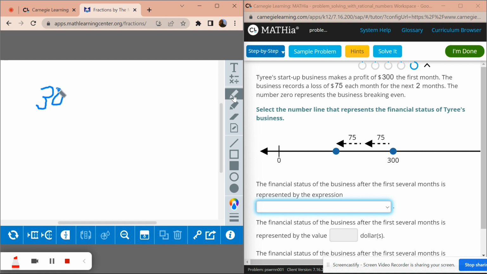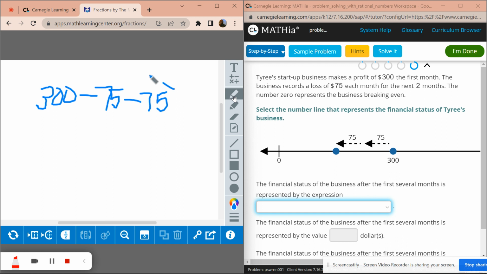So I could write positive 300. And I'm doing this from my HP. So y'all know I'm a little bougie when it comes to this. So I'm not happy that I have to do this. But here's one way I could write that.